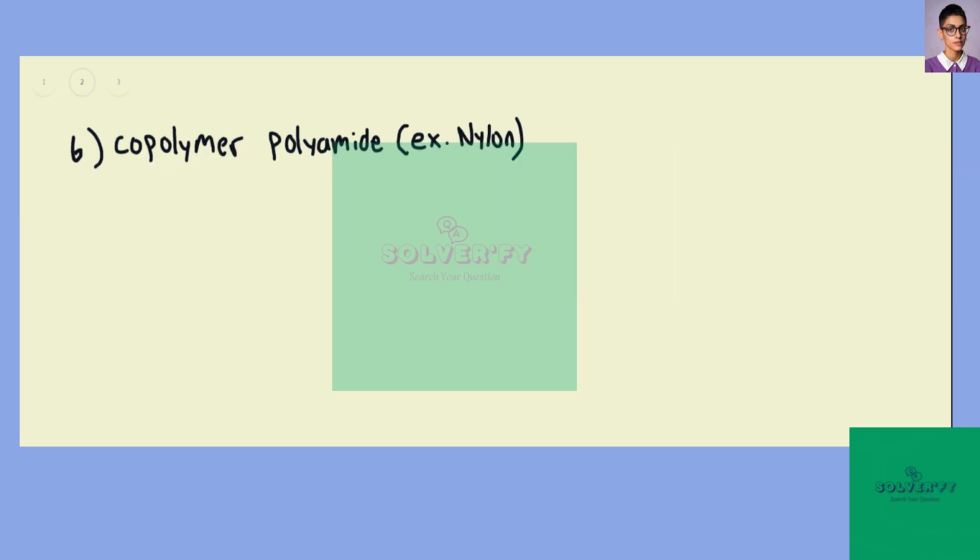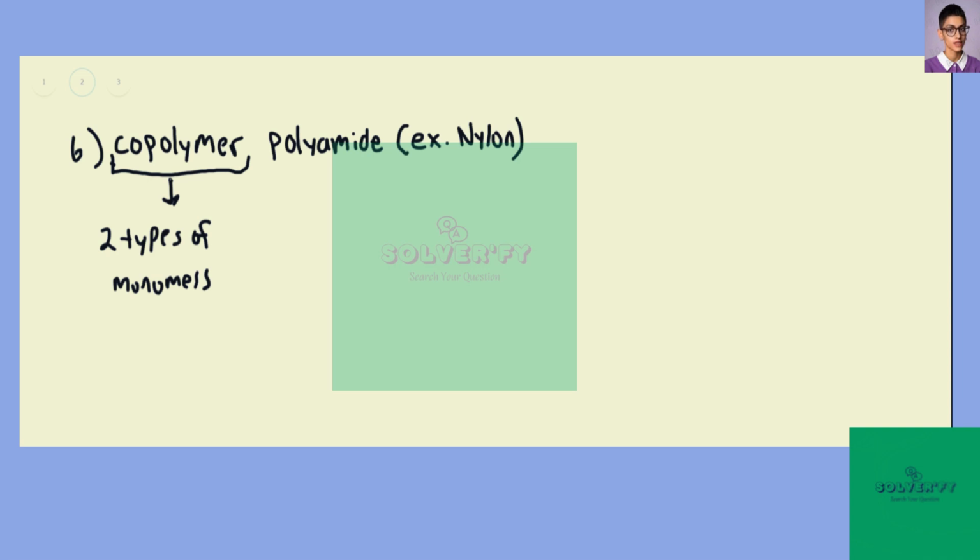11B is asking us what we need to form a copolymer polyamide, and the example the book gave us was nylon. Now, a copolymer means that we're using two different types of monomers. And a polyamide, like nylon, is the result of the formation of dimers that have an amine group at one end and a carboxyl group at the other. Now, a dimer is a building block that has two monomers in it.